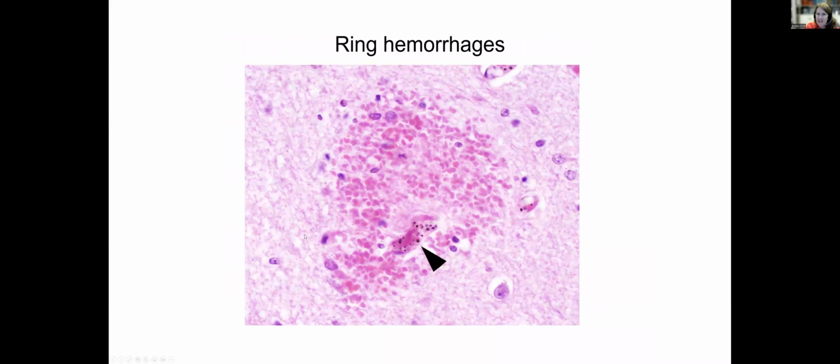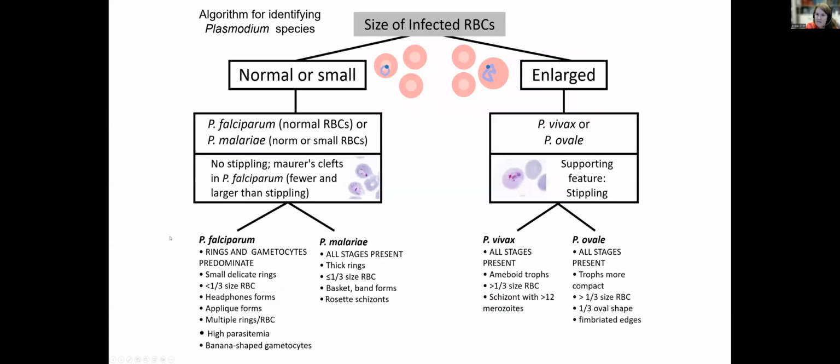Here is a cross section of a capillary, and a classic feature you see in the brain is this hemorrhage around the capillary, what we call a ring hemorrhage. So classic diagnostic histologic feature. And again, notice all the brown-black pigment. That's the hemozoin of the breakdown products of these parasitized cells.